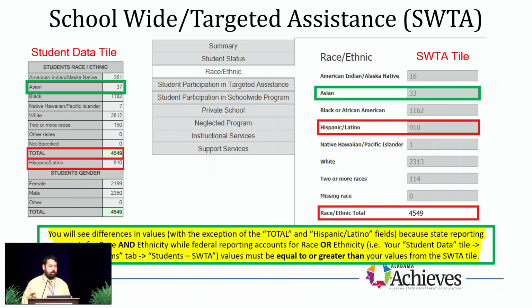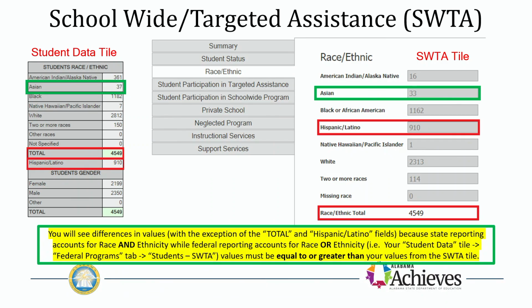Now, for example, here, you are going to see a difference in values between the student data tile and the SWTA tile. We've got the Asian count here is 37 on the student data tile, but when you go to check the SWTA tile, you see a value of 33. That's okay, and the reason for that is because of the way the federal government collects the unduplicated number of students, the state reports duplicated counts. So as long as the student data tile has at least the same or more, you should be okay.